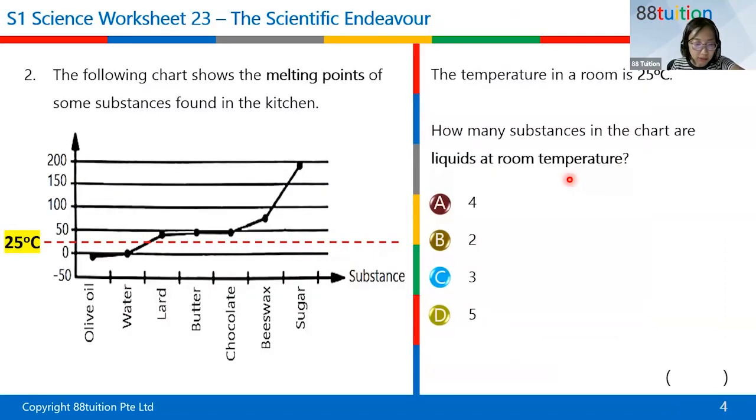Okay, question 2. This graph shows the melting points of some substances. So now the question says the temperature in the room is 25 degrees Celsius. So how many substances in the cat are liquids at room temperature? Okay, so for liquids at room temperature, just a minute, let me just turn off my, okay.